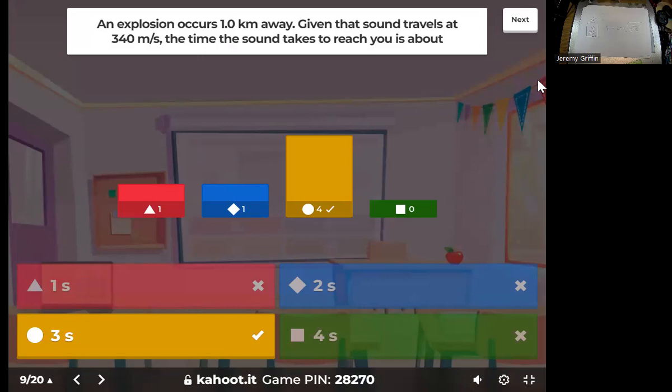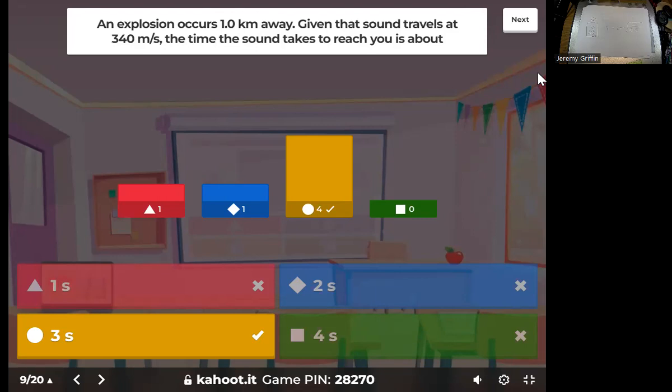In fact, a good rule of thumb is if you ever see a lightning strike and you hear the thunder some number of seconds later, divide by 3. That'll show you the number of kilometers away that is. Usually here in the States, we're taught the divide by 5 rule for miles.